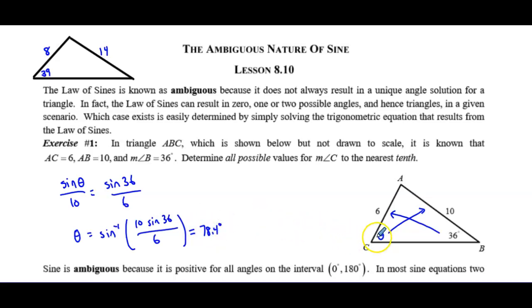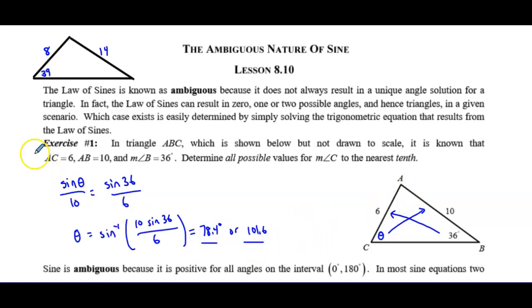So one of the possible answers for theta is 78.4. Now, I have to check it with its partner, because it's possible that it's the obtuse version. If I do 180 minus 78.4, I get 101.6. And the larger version, 101.6, would work as well, because with this 36-degree angle, I would still have enough degrees remaining for angle A. So there actually are two solutions to this triangle.